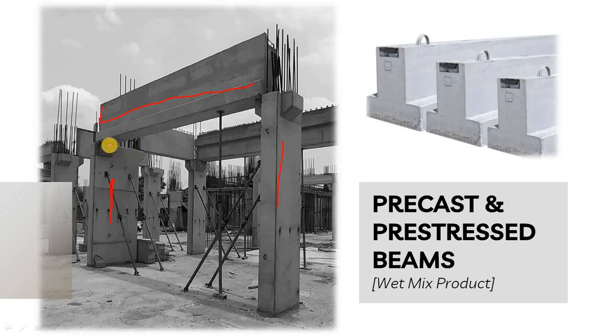In our precast wall video, we constructed the corbels. This kind of corbel is given in the element to rest the beams. Here you can see this is a corbel, and above the corbel we have rested the beam. Here also you can see a corbel in the column. In our upcoming video we will discuss the column. Currently, in this video we will discuss the precast and prestressed beam, that is known as the wet mix product.